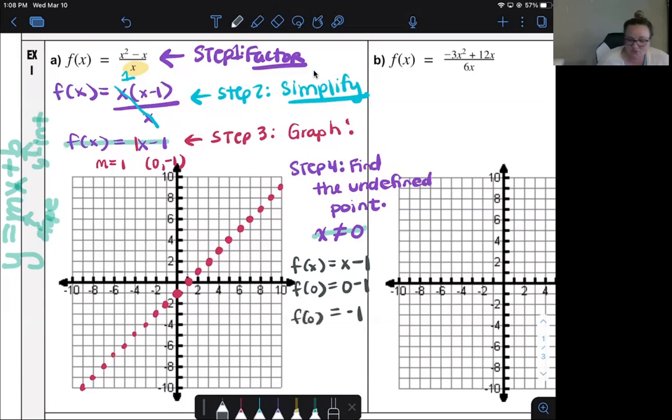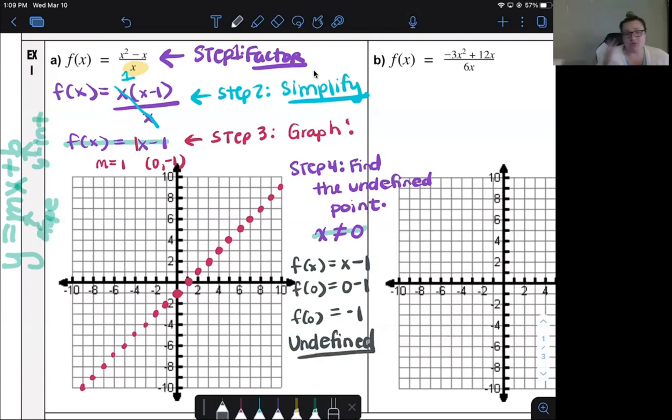So that means that we have an undefined point. And on your paper, you need to have the word undefined written next to this point. I'm going to look for that word in your work on our test on Friday of next week, or Thursday or Friday next week, sorry, whichever day you take the test. I'm going to look for this word in your work.